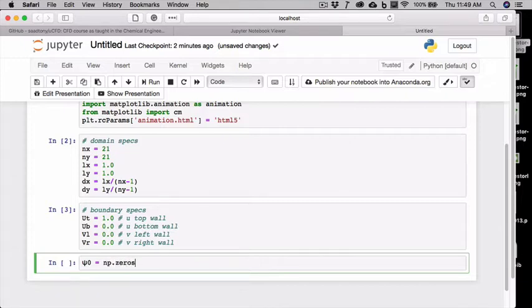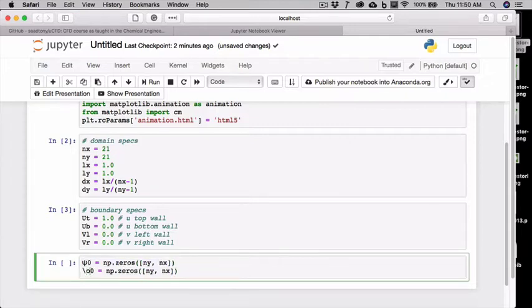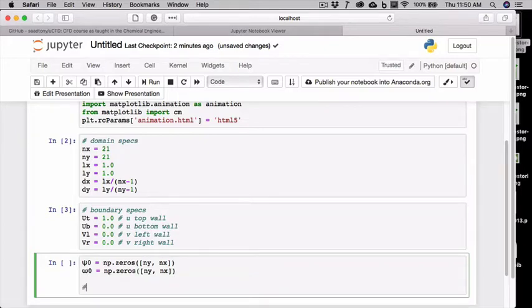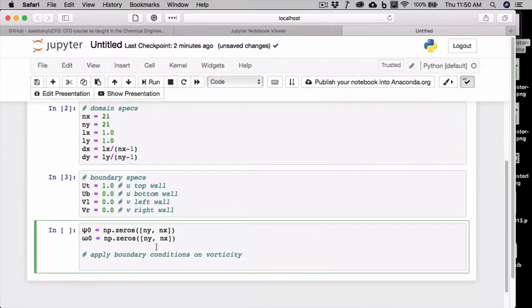psi is np.zeros, and as Aaron corrected us last time, ny and nx. Same thing for omega, zeros is ny and nx. We already have the boundary conditions for psi set up. They're 0. Psi is a constant at the boundary, so it's already embedded in the declaration of the array. Now apply boundary conditions on vorticity. We said the initial vorticity is 0 everywhere in the cavity. Now we want to set the boundary values of the vorticity.